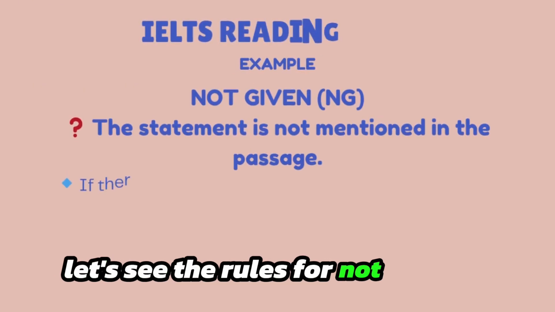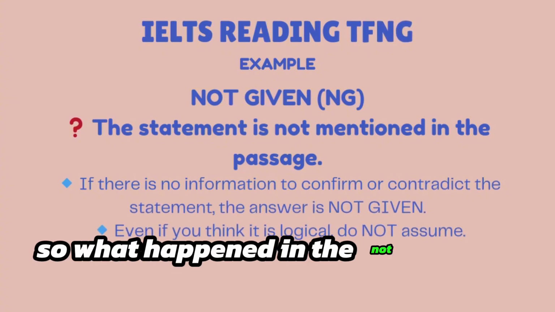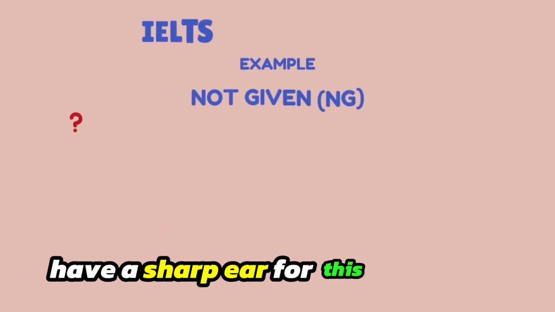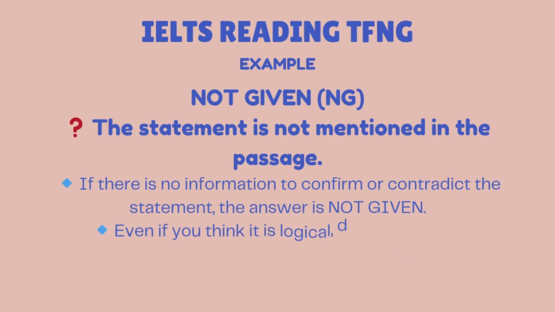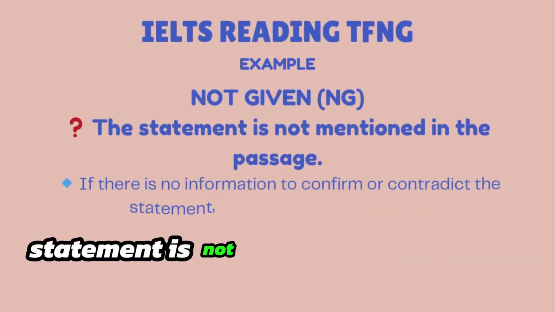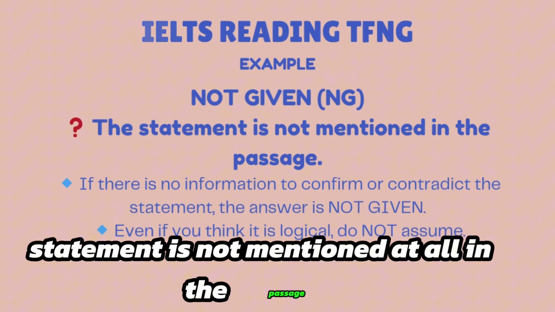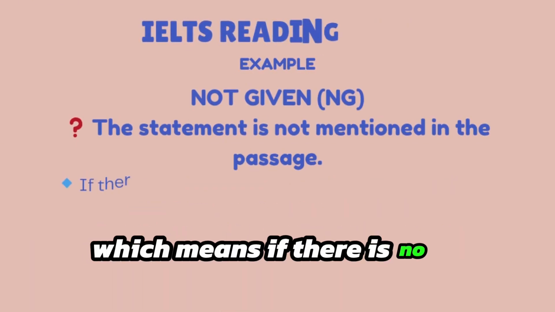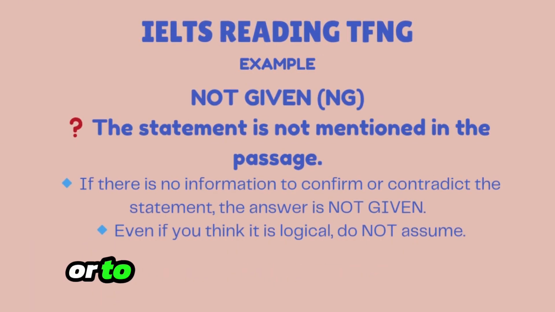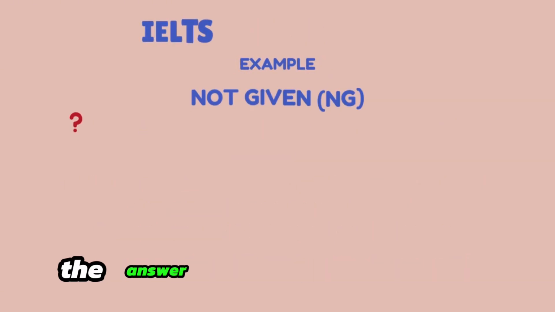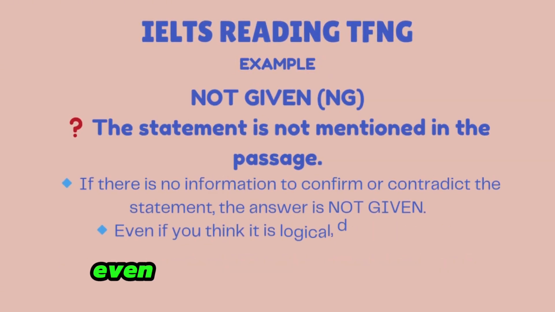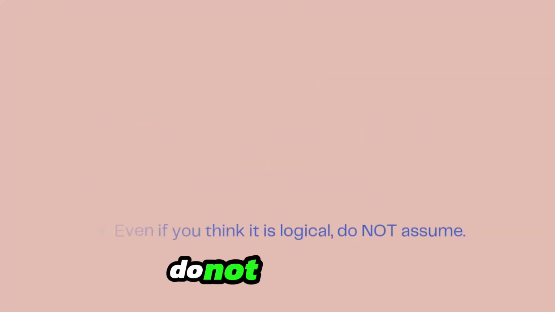Let's see the rules for not given. So what happens in the not given case? Have a sharp ear for this concept because this is somewhat deep. In the case of not given, the question statement is not mentioned at all in the passage, which means if there is no information to confirm or to contradict the statement, the answer should be not given. Even if you think it is logical, do not assume.